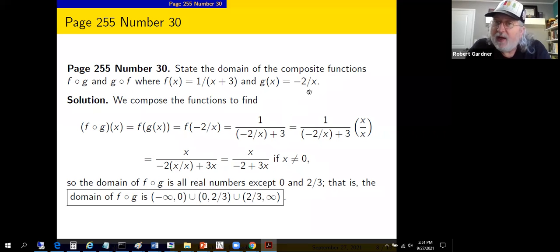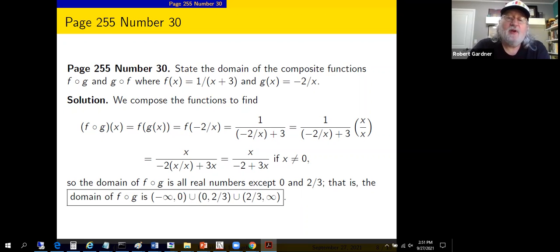Remember, g is not defined at x equals 0. So neither of those two numbers are good numbers. That's the only thing we're concerned with, division by 0. There's no square roots in this one. That's the only thing that could go wrong, and it goes wrong for these two values and no others.